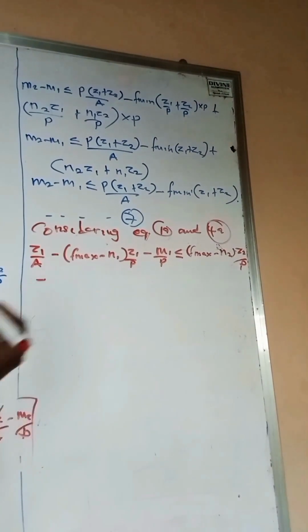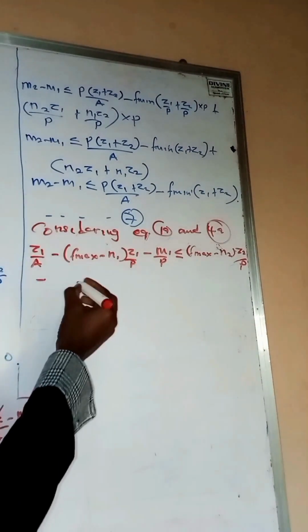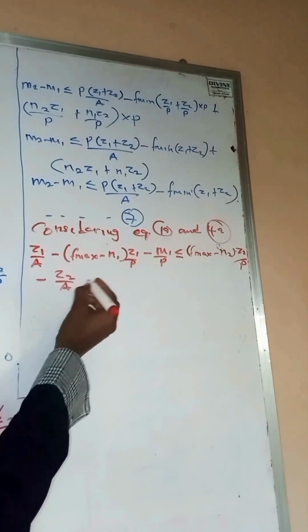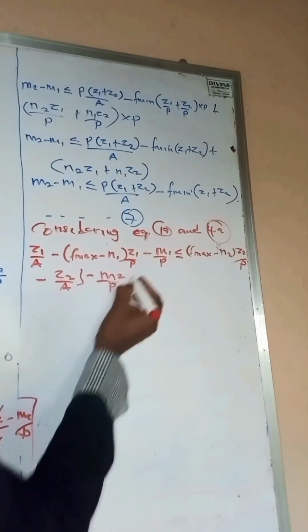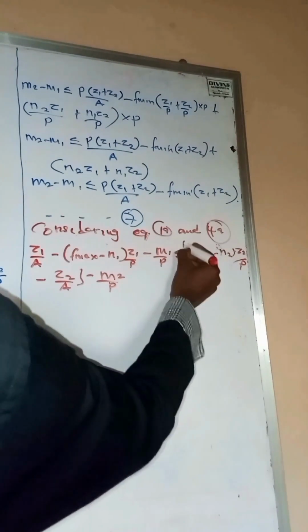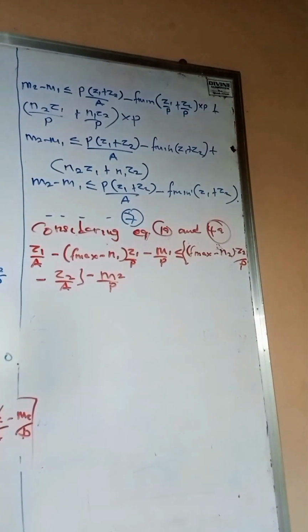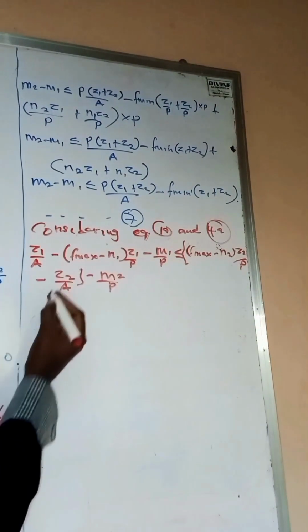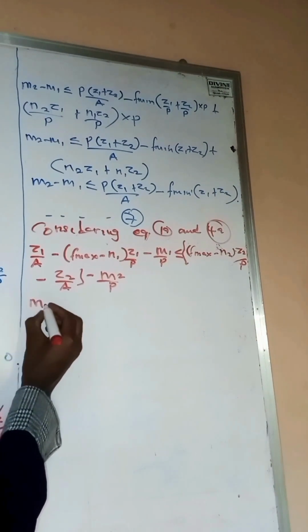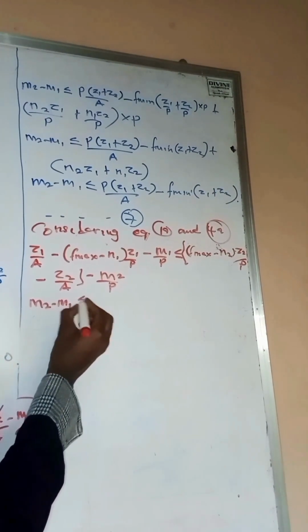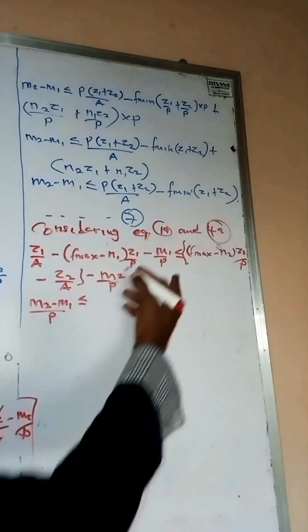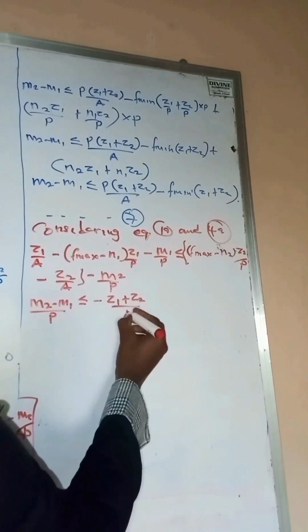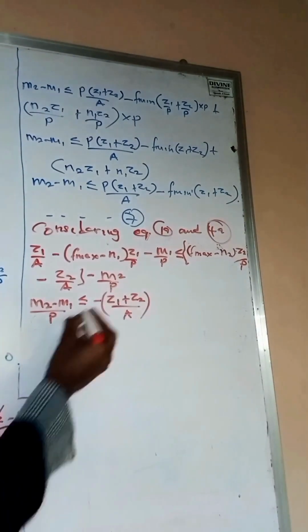we have it as minus z2 over a, or minus m2 over p. So this is what we have as the expression. Solving equation 1a and equation 4a, bringing the moment variation, we have m2 minus m1 over p is lesser than z2 over a. All right, we'll have this as a negative value.